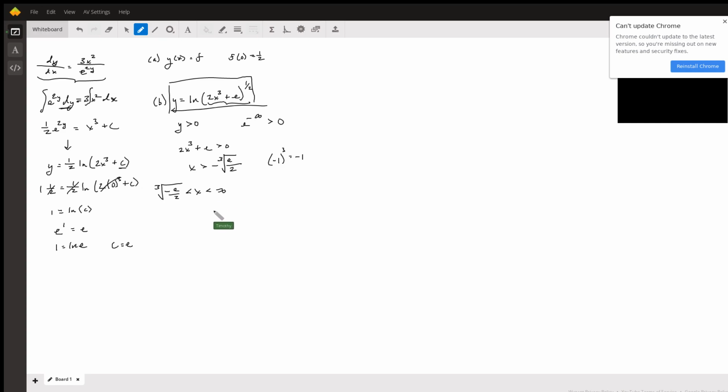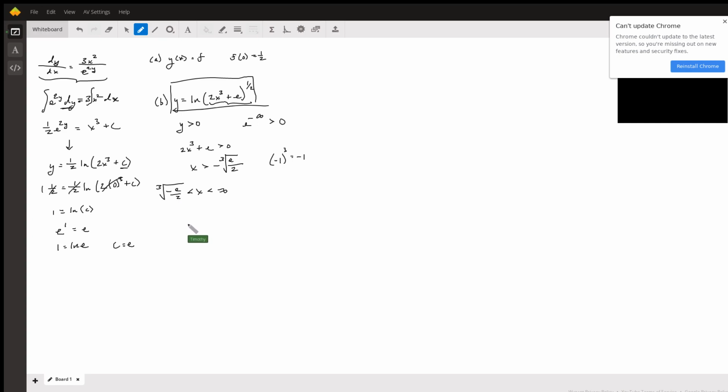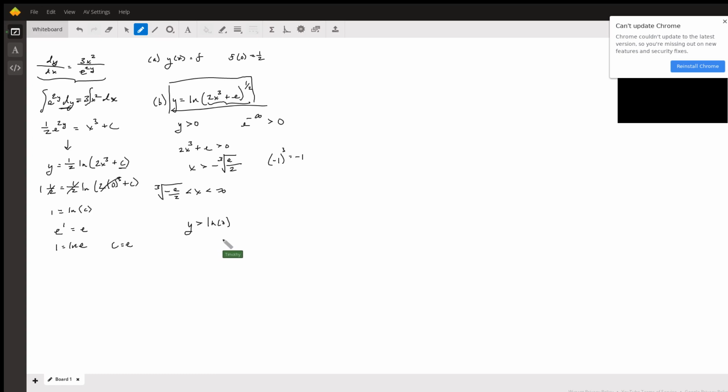Now for the range, all you do is say, okay, well, if we plug in this number, y has to be greater than ln of 0. All right, well, there is no ln of 0, because theoretically the natural log of 0 would be negative infinity.